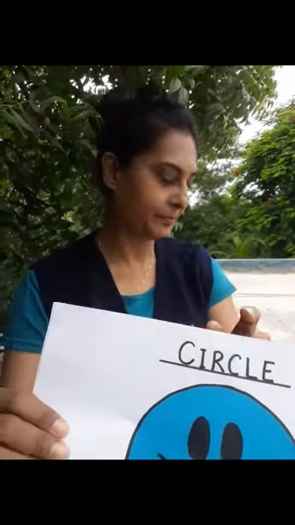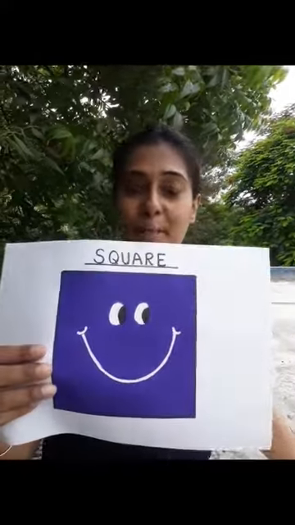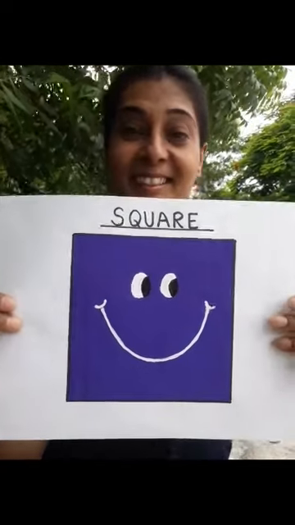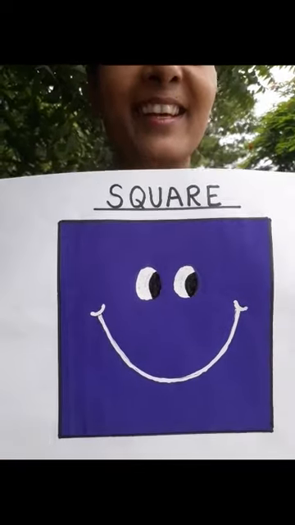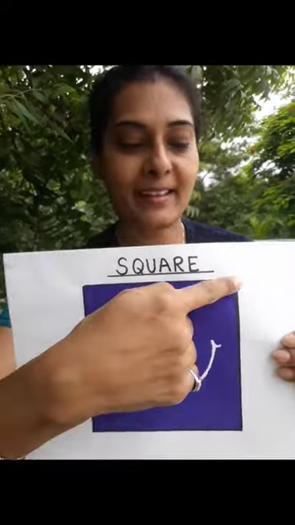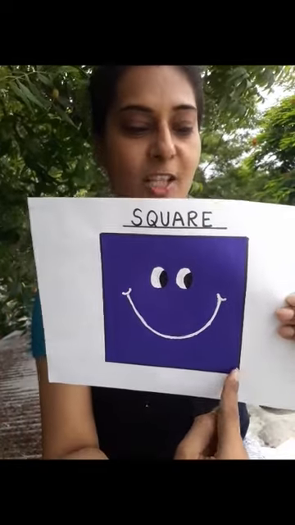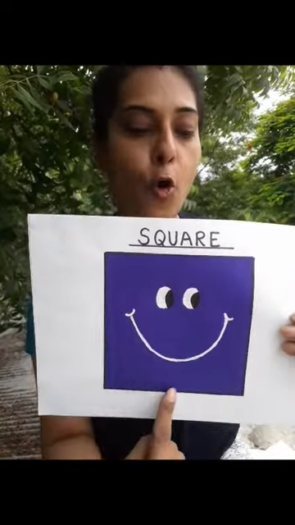All right. Let's see the next shape. Can you tell me which shape is this? This is a square. It has got four sides.